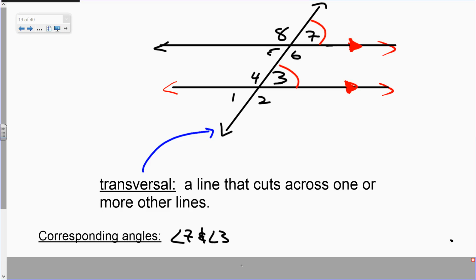Look at another pair. Angle 6 and angle 2 are corresponding. They even look the same. 6 is below the parallel line. 2 is below this parallel line. 6 is to the right of the transversal. Here's your transversal. 6 is to the right. 2 is to the right of the transversal. So angle 6 and angle 2. So I'll put a comma here. Angle 6 and angle 2 are corresponding.